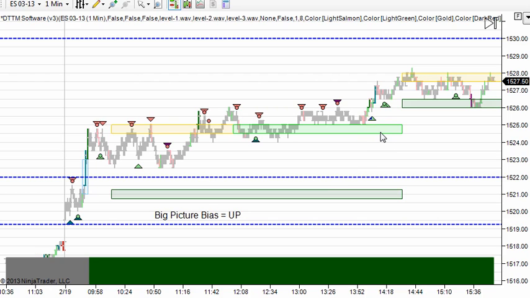Let me know if you have any questions about this. Again, this is just a 1-minute day trade on the ES, on a slow market today. You could trade this on basically any time frame, any market, that sort of thing. So let me know if you have questions, and we'll talk soon. Thanks.